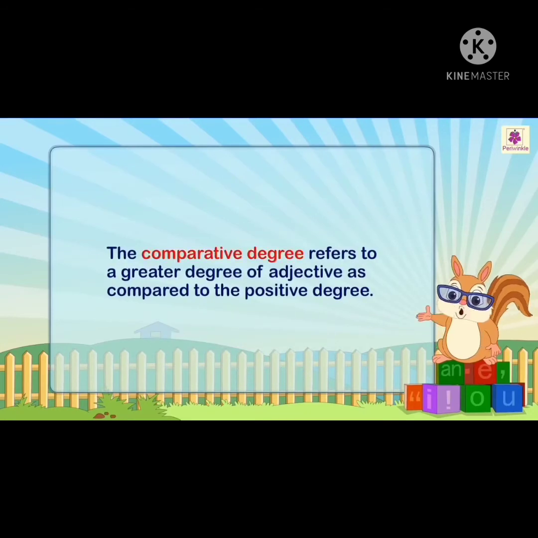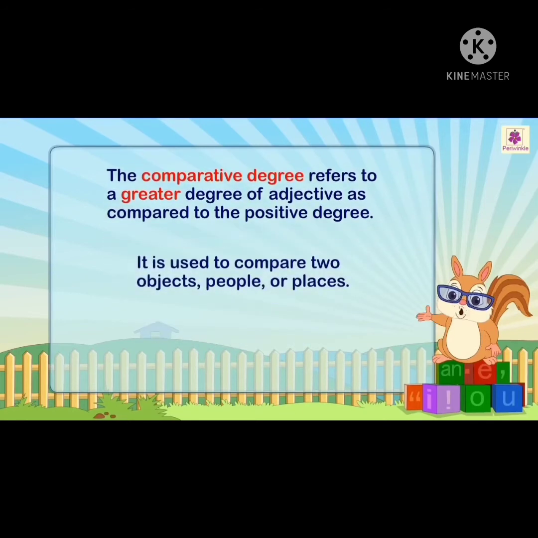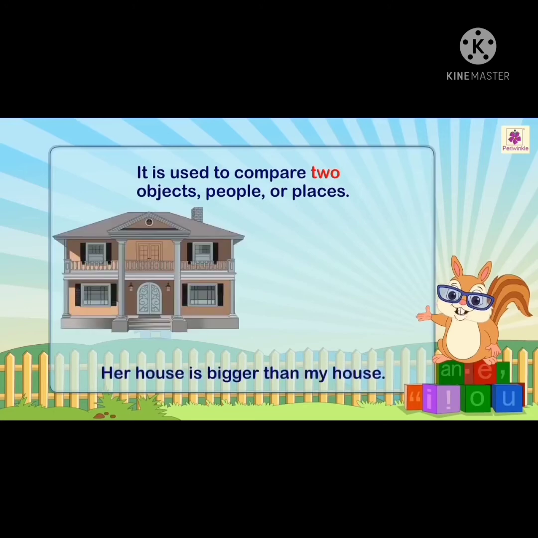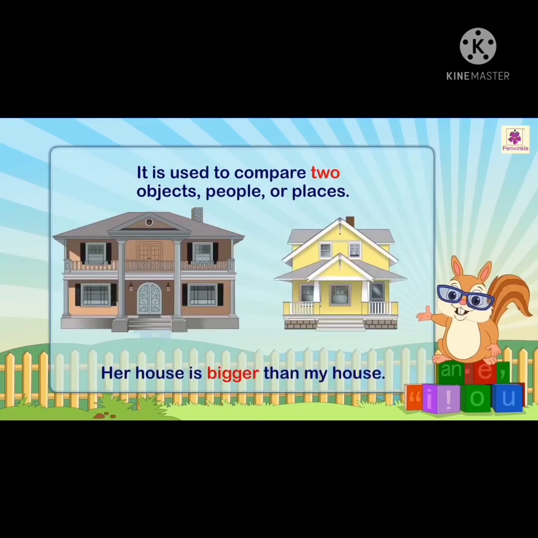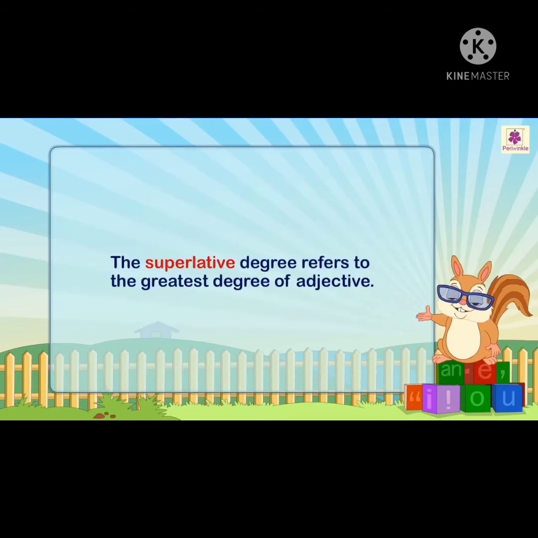Then we are going to comparative. It refers to a greater degree of the adjective compared to the positive degree. So we are comparing with the positive one. It is used to compare two objects, people or places. Look at these examples: her house is bigger than my house. So the difference between the houses is what they mean there.